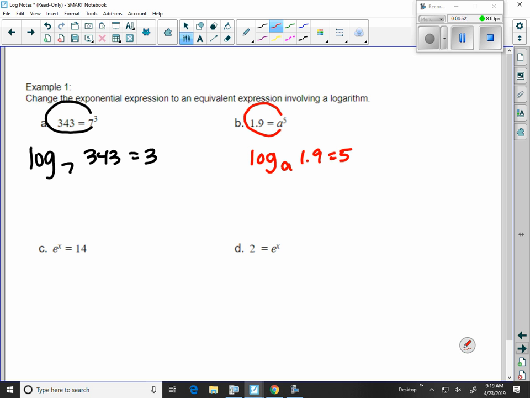Now what do you notice about c? Yeah, we have e there. So the process is the same, but now we're going to use ln, which is the natural log. So we start at base e, around the equal sign, back to the exponent. So natural log, base e, technically you wouldn't have to write that if you didn't want to, of 14 equals x.